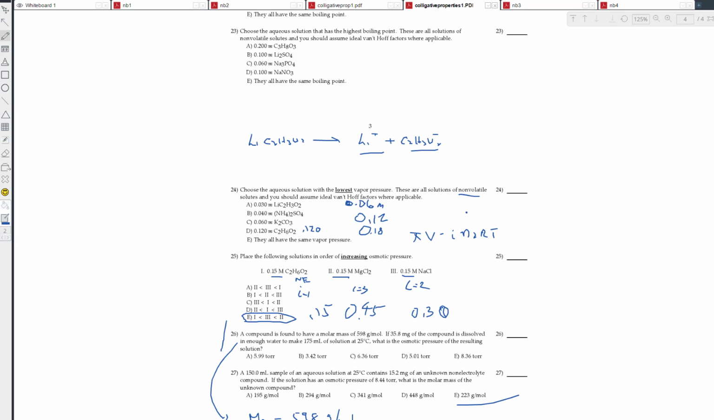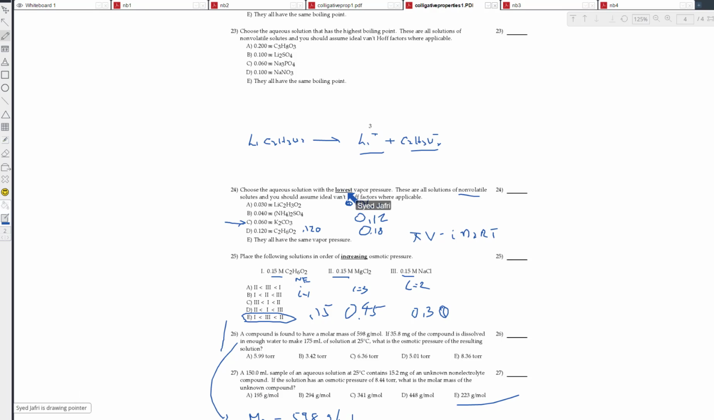The only thing you have to look at now is which one has the higher effective concentration, after multiplying by i. Because they're all aqueous solutions, the solvent is water in all cases. Which one is the highest? This one is the highest. So the vapor pressure is going to decrease, go low. So this one, the 0.18, is going to be the lowest vapor pressure. Is it clear?